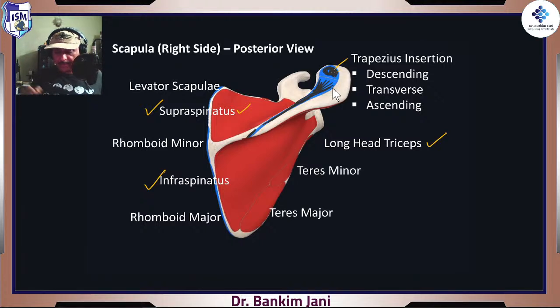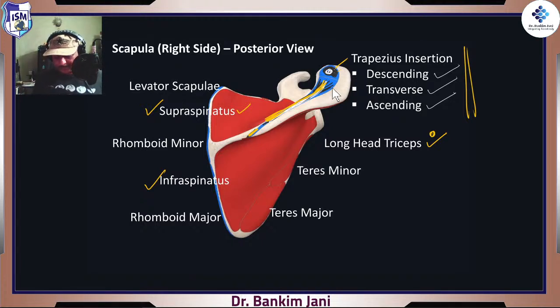This is giving a great surface to trapezius. So trapezius has got descending, transverse, and ascending. So this is descending, this is transverse, that's the transverse, and this portion, the last portion, is the ascending. So that's how the trapezius is connected. Long head of triceps, known to you, right?